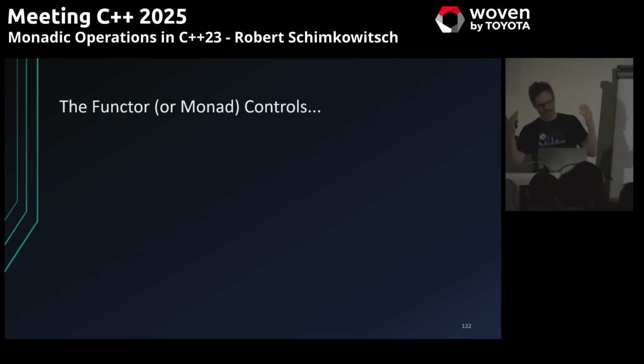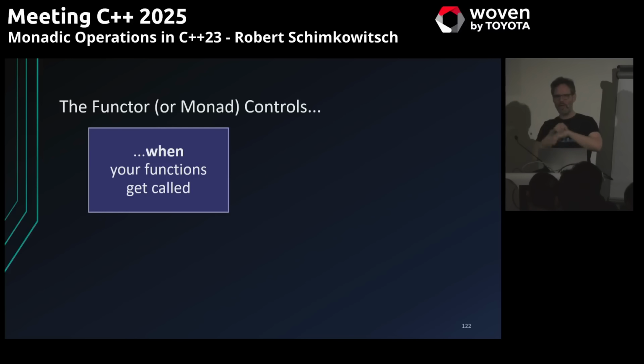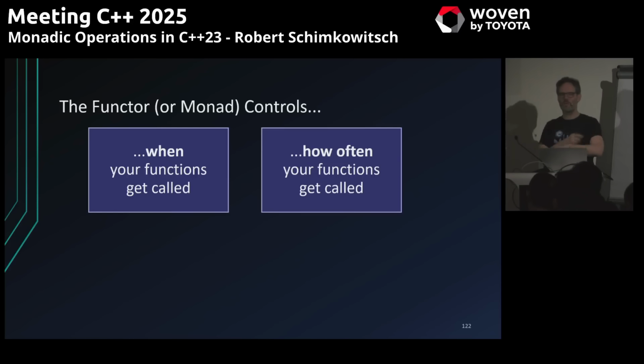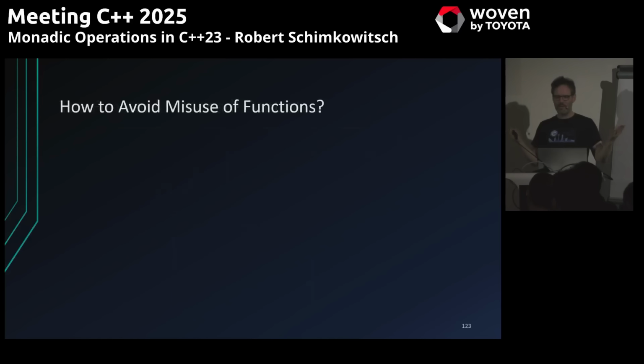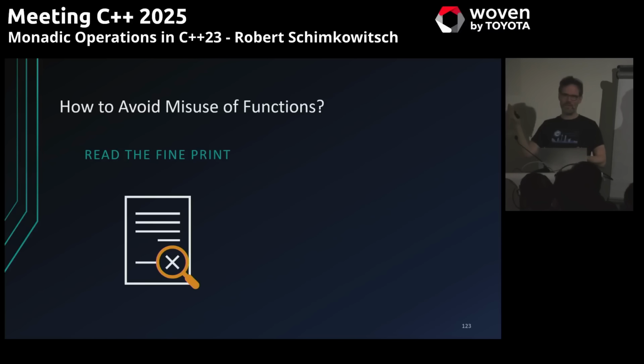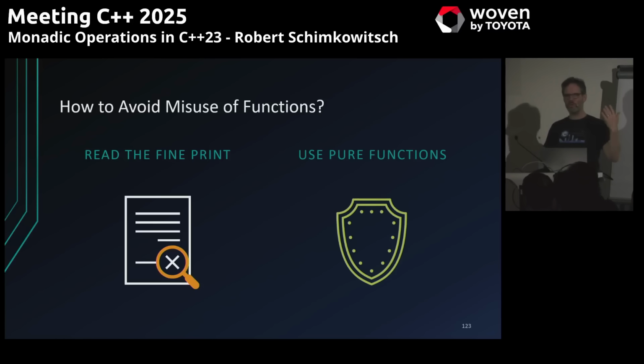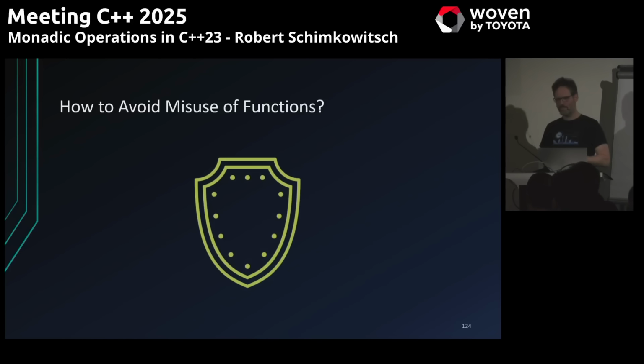Now, this example is specific for std ranges views, but in general, when you use functors or monads, you have to be aware that they control when your code gets called, how often your code gets called, and in what context your code gets called. So how do we avoid bad usage of our own code? I see 2 choices mainly. You can study the fine print of the functor and monad of your choice and hope that these guarantees don't change over time. Or you can make your own code safer by making it purer. That's the option I want to explore.